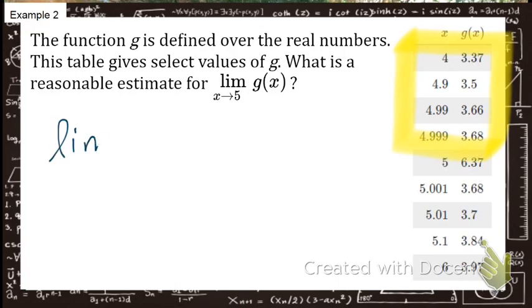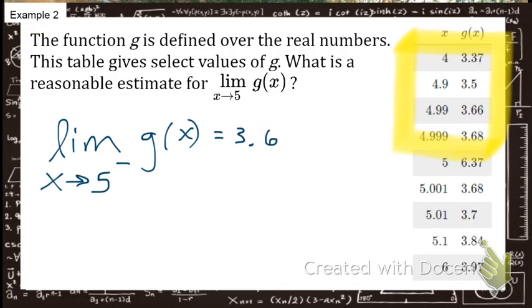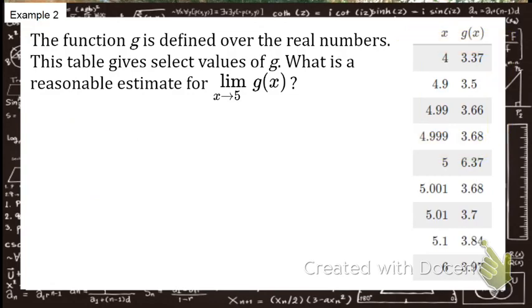The limit as x approaches 5 from the left, because these are numbers smaller than 5, of g of x, and then let's write is equal to 3.68. And again, I'm reading those down, so as I go toward 5, it looks like the limit is going toward 3.68. Now how about from the other side?